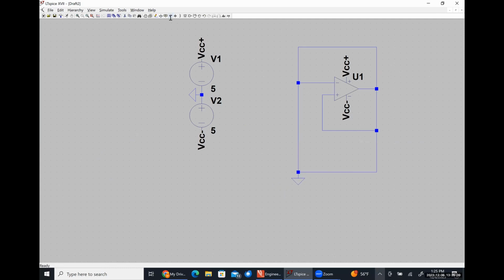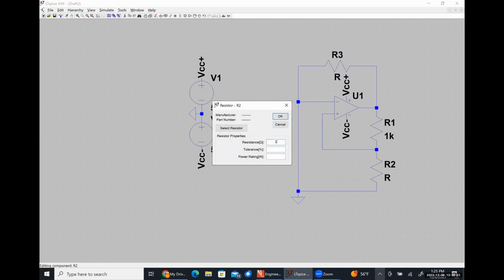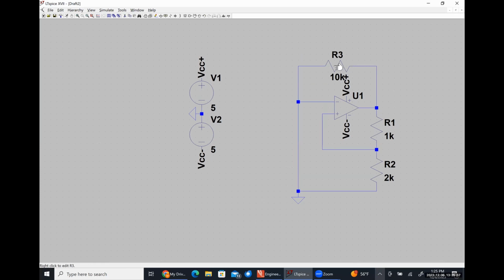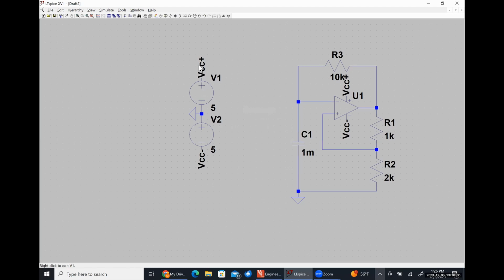All right, dropping some resistors in. Let's make this one 1K, this one 2K, this one 10K. Let's make this capacitor, I don't know, a millifarad or something like that. I'm going to label some voltages here. So this guy will be VC, VREF, Vout.